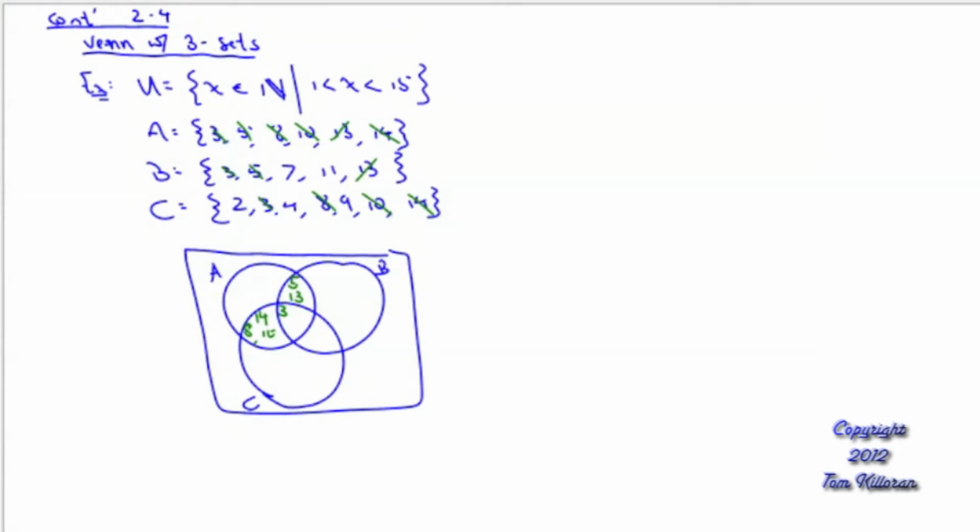Then we can go between B and C. 7? No. 11? No. Nothing, right? Leave it completely blank. That's an empty set. But don't put anything in there because that's a symbol. All right, and then you back off.